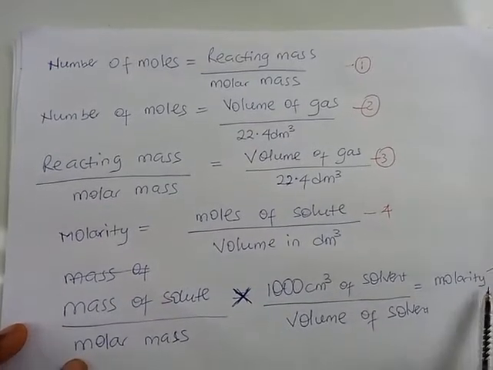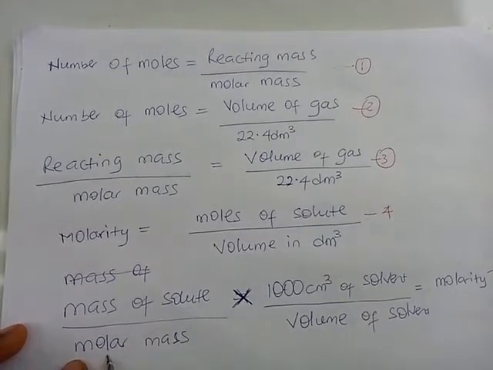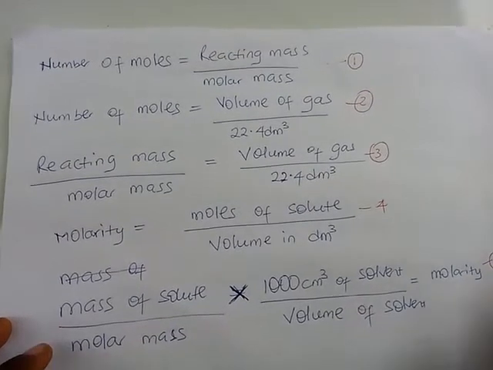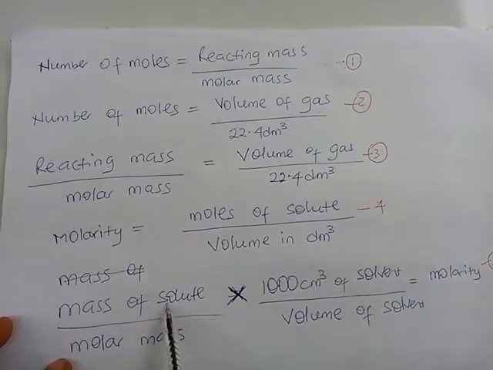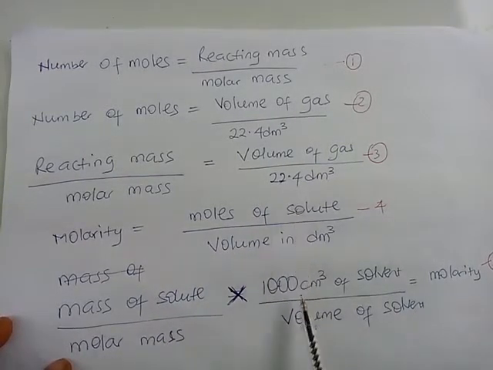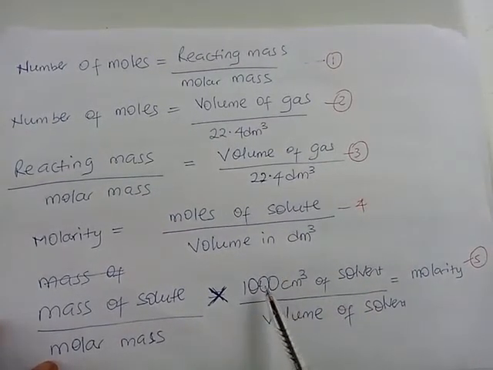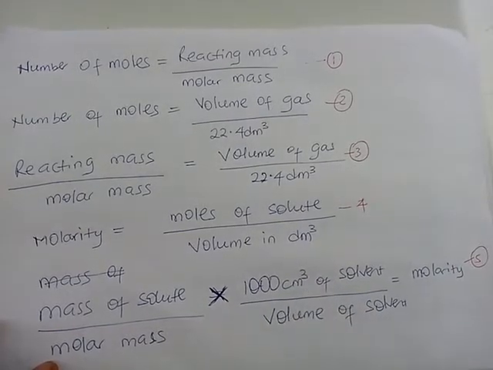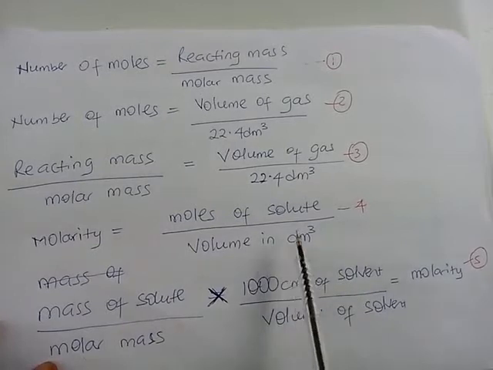So here we have that molarity is equal to mass of solute, that's the reacting mass, all over the molar mass, times 1000 cm cube of solvent all over volume of solvent, that's equal to molarity. This is the same formula, because mass over molar mass will give you moles, and for the volume, if it was in cm cube, we know that 1000 cm cube is equal to 1 dm cube. So if we convert the volume given in the question from cm cube to dm cube, we will need this relationship, and that replaces this.